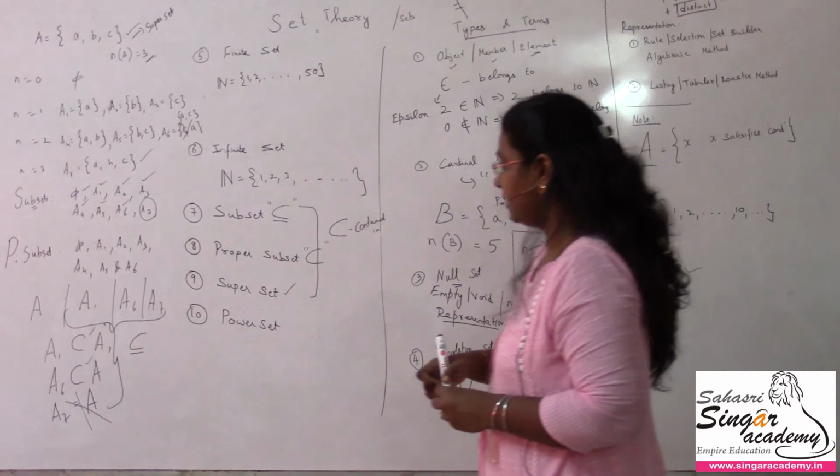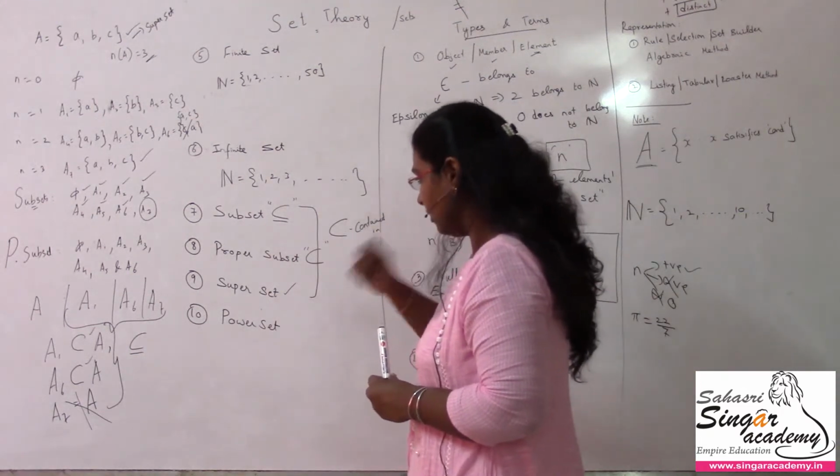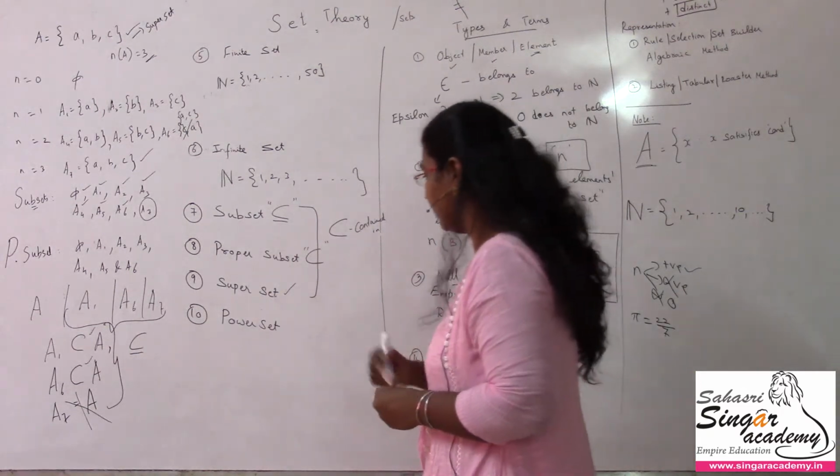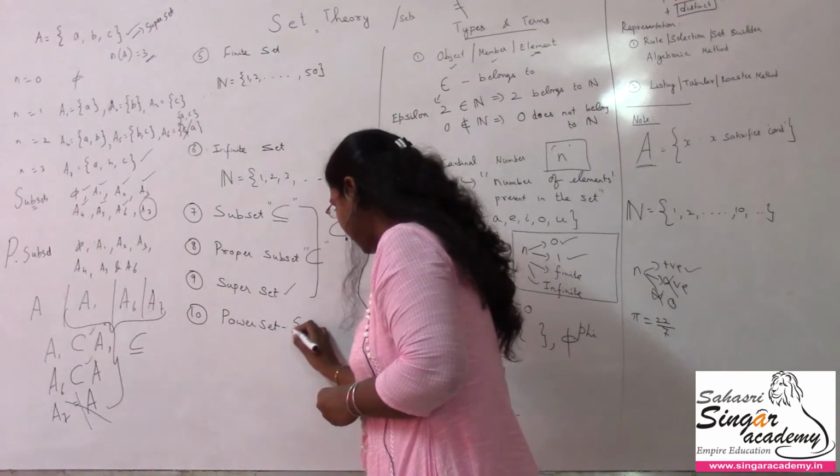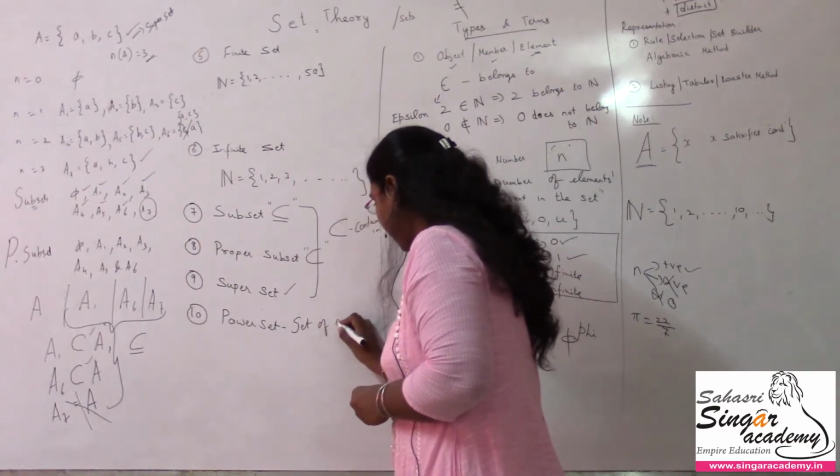So we have subset, we have proper subset, and we have superset. What is this power set? Power set is nothing but a set of all subsets.